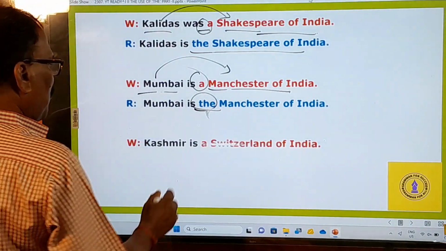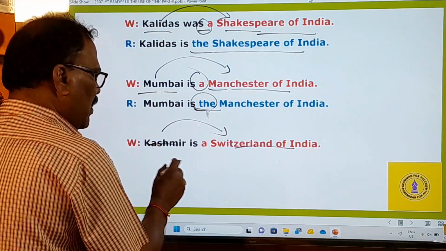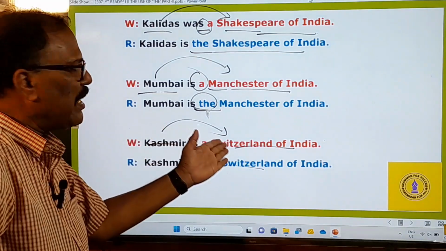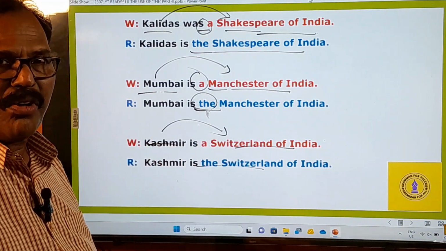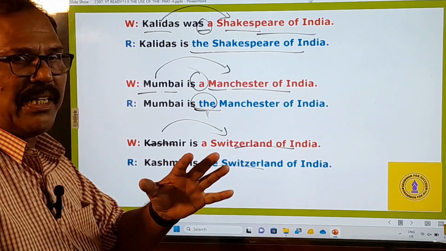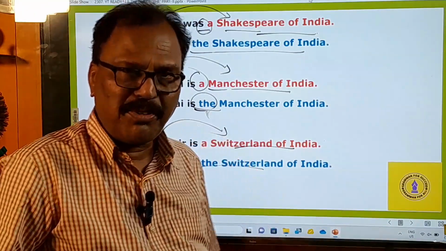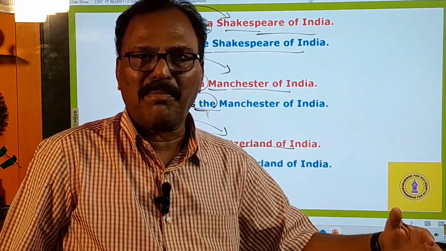And you go to the last example, Kashmir is a Switzerland of India. Only Kashmir is compared with Switzerland. It's a fixed one. You cannot say Kulu Manali is the Switzerland of India. No. Bangalore is the Switzerland of India. No. Kerala is the Switzerland. Not like that, please. Fixed one. Before the fixed comparisons, you have to use the definite article. In the general comparisons, a or an. In the fixed comparisons, the.